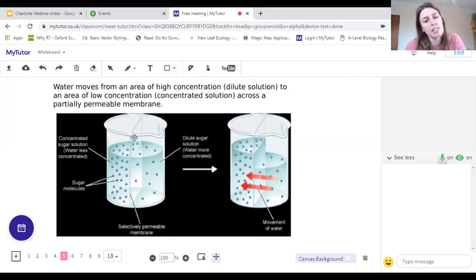They've rigged up a selectively permeable membrane in the middle of the beaker. And on the other side, you've got a much more dilute solution. So there's much fewer sugar particles, fewer of those blue dots. That means that there's more water, so there'll be a higher concentration of water. So concentrated solution has lots of sugar and less water. Dilute sugar solution has less sugar, more water.